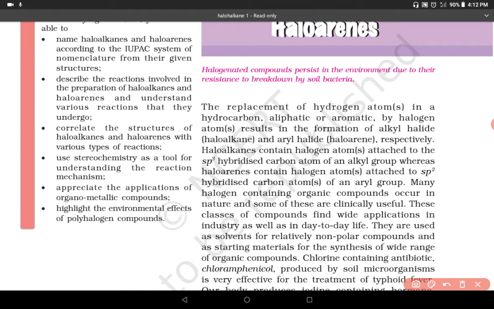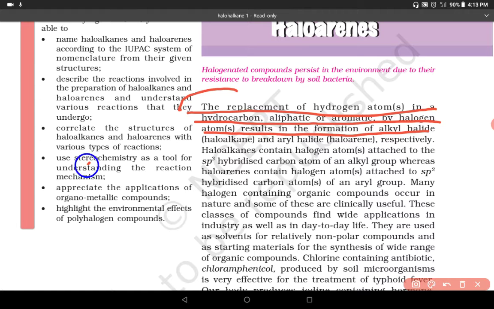Okay, here what is the definition? The replacement of hydrogen atom in a hydrocarbon, aliphatic or aromatic, by a halogen atom results in the formation of alkyl halide. Yes, this is the main sentence related to the title of the chapter, that is haloalkanes and haloarenes. If we consider ethane, is this a hydrocarbon? Yes, it is of course a hydrocarbon.